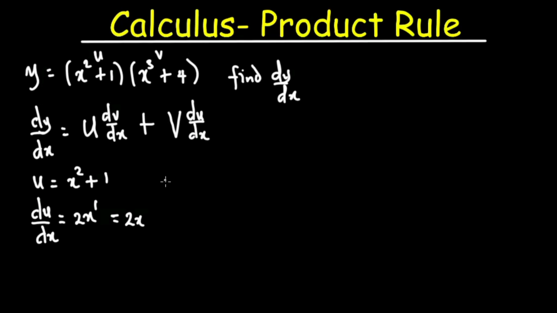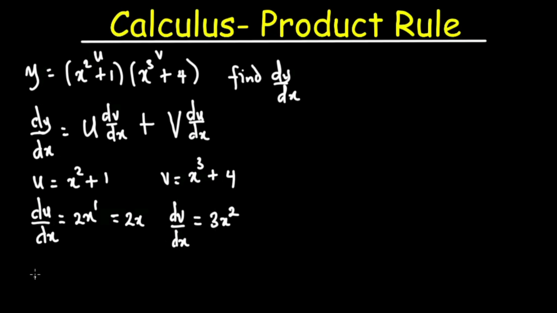And if you take our v is equal to x cubed plus 4. So dv/dx will be equal to, multiply the power by the coefficient. Coefficient is 1, 3 times 1, 3. Write x, then subtract 1 from the power, 3 minus 1, 2. So dv/dx is 3x squared.